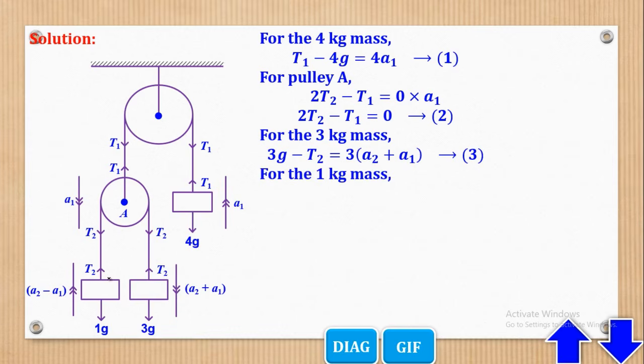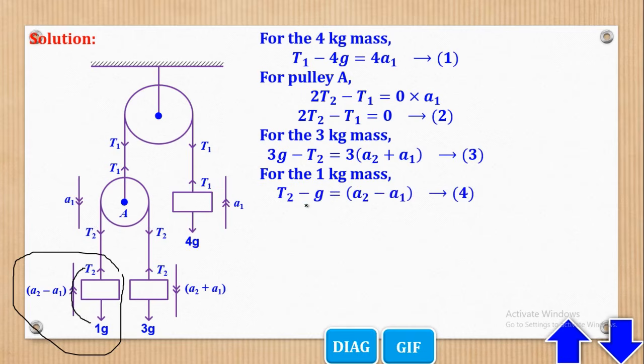What about for the 1 kilogram mass? For the 1 kilogram mass, we shall deal with this. So it is moving upwards, meaning the resultant force will be T2 minus g. Therefore you come and say that T2 minus g is equal to a2 minus a1. So this T2 minus g is the resultant force. The mass was 1 kilogram and the acceleration is a2 minus a1.